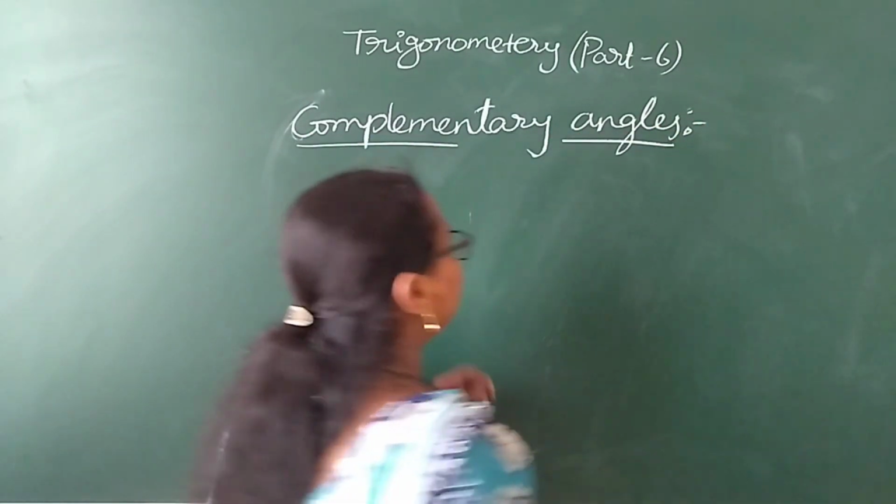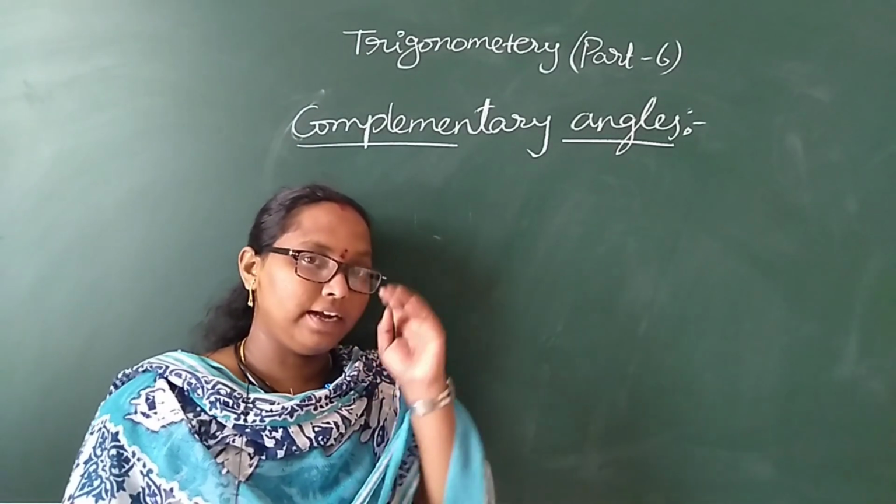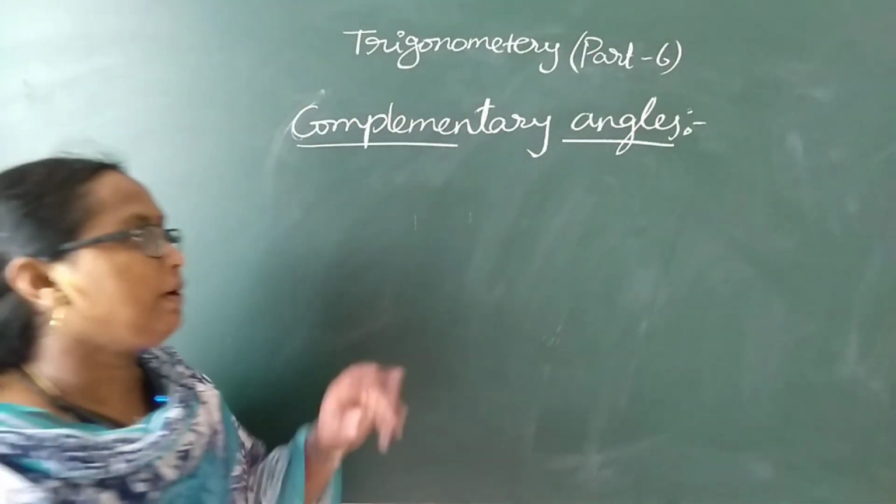Complementary angles, we learned in 6th standard itself, in types of angles. What is complementary? The sum of two angles is 90. Then we call them complementary angles.